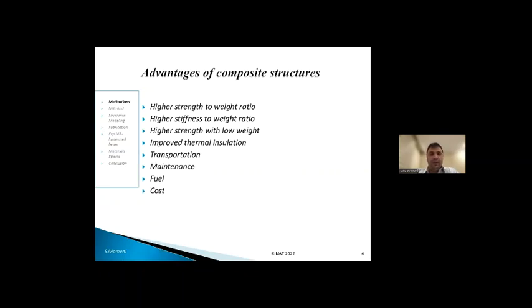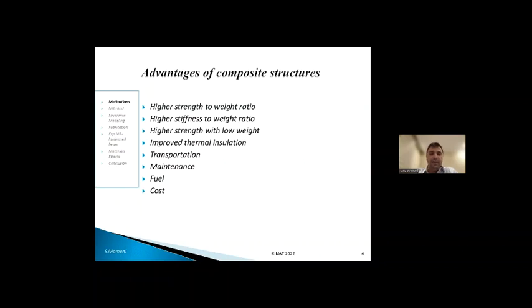In the next slide, I want to talk about the advantages of composite structures. Composite structures have many advantages compared to other materials, such as metallic counterparts. For example, higher strength, higher stiffness, and low weight. And most of the time, the thermal insulation is better than other materials, and maintenance, fuel, and cost are very much better, and sometimes less than other materials such as metallic counterparts.